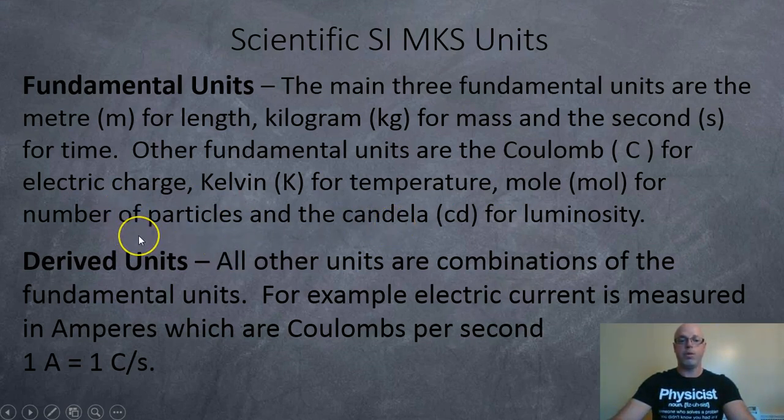Okay. Derived units. All other units are combinations of these fundamental units. So, for example, if you're measuring electric current, which is measured in amperes, 1 ampere is actually just 1 coulomb per second. So the coulomb fundamental unit and the second fundamental unit.